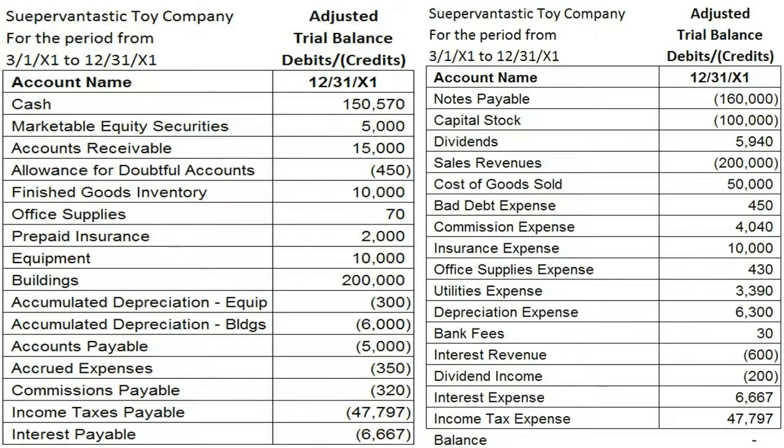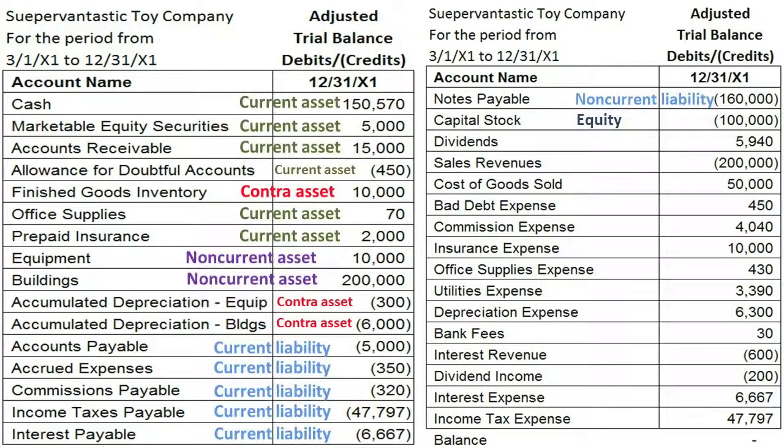So one key thing you need to be able to do is identify which accounts are balance sheet accounts and therefore are permanent, carrying their balances forward from period to period, and which ones are temporary. Take a moment and see if you can identify all permanent accounts. Hopefully you're able to do that.